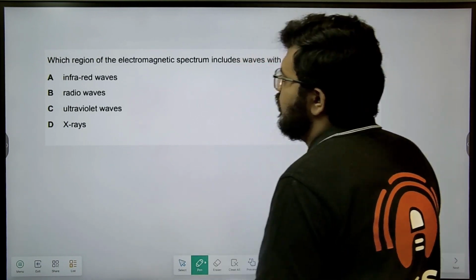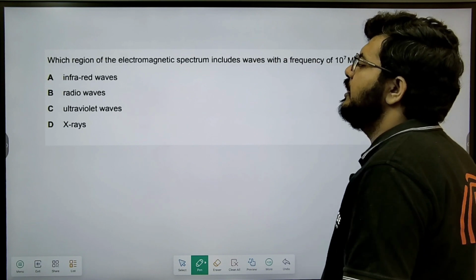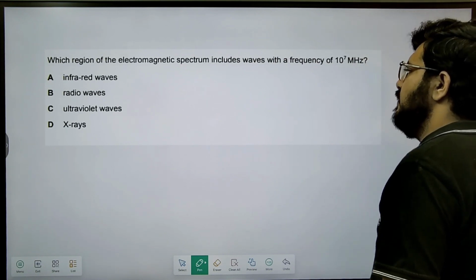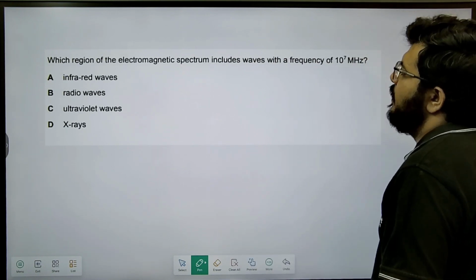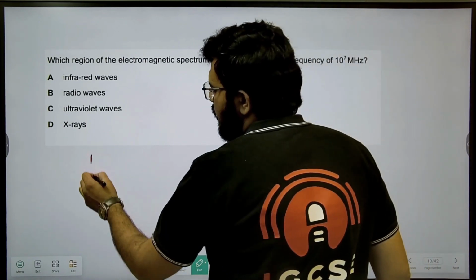I hope that's okay. Which region of the electromagnetic spectrum includes waves with a frequency of 10 to the power 7 megahertz? See, there's a trick.